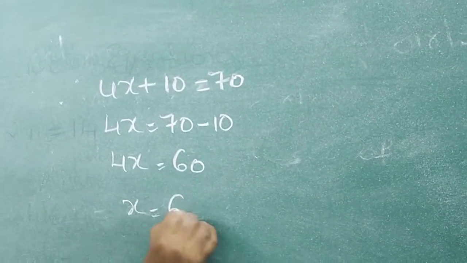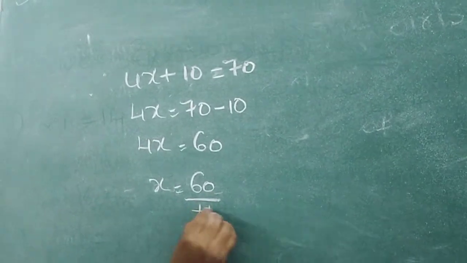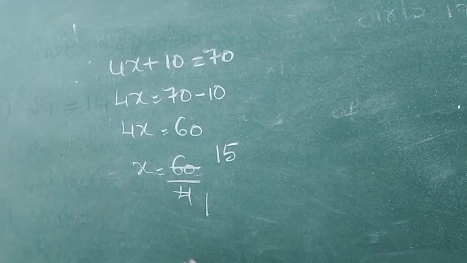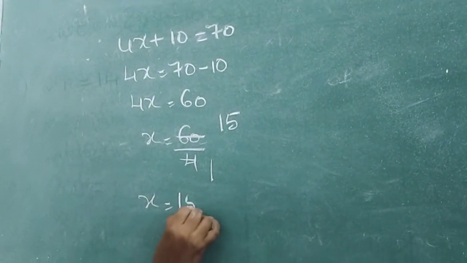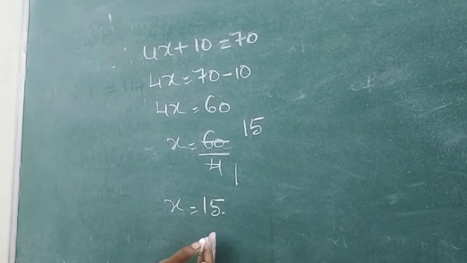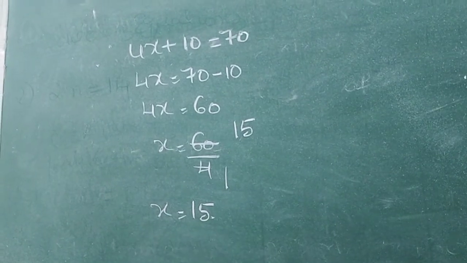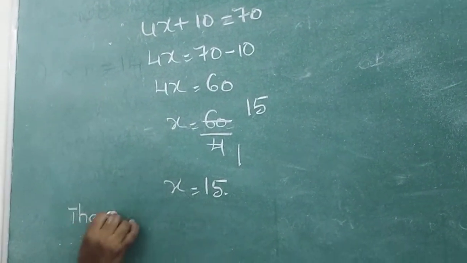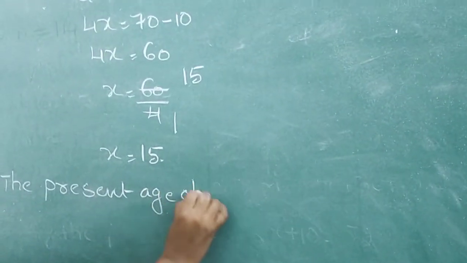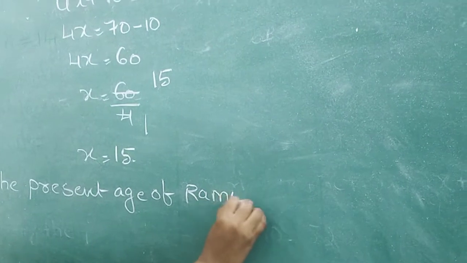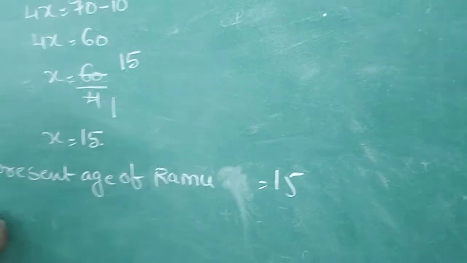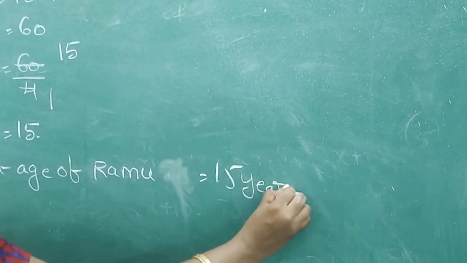X is equal to 60 by 4. 4 fives are 20, so x is equal to 15. The present age of Ramu is 15 years.